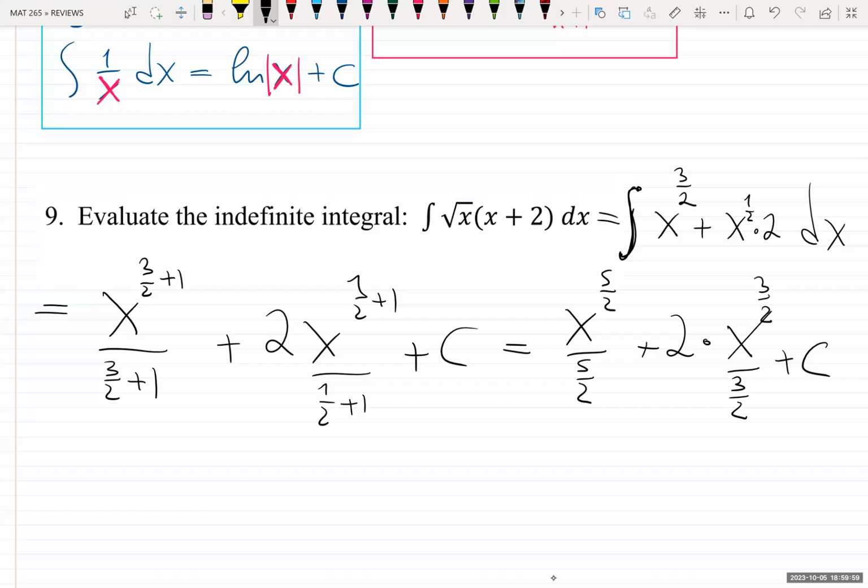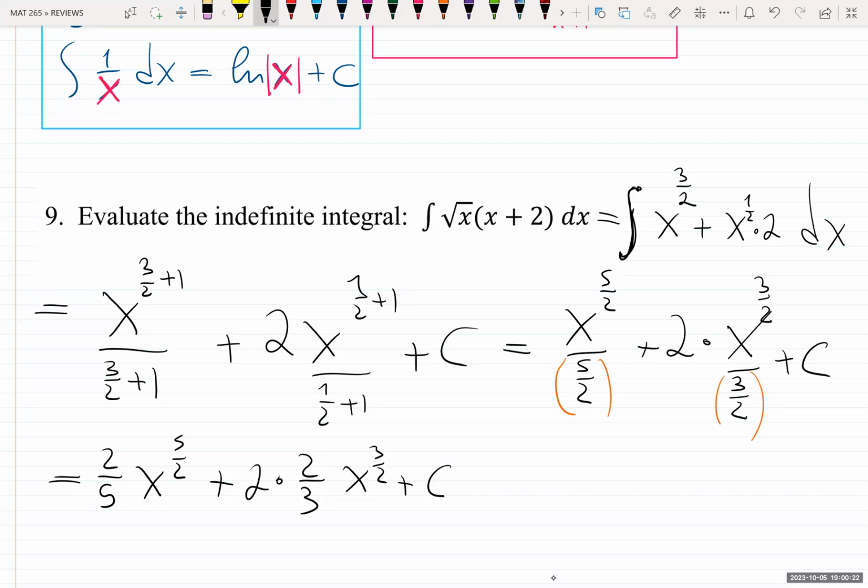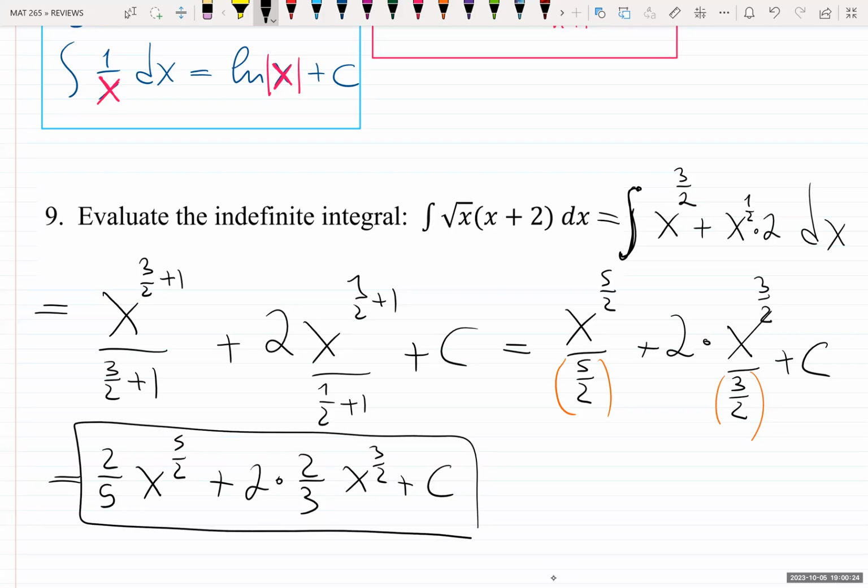plus c. Well, it is ugly. So normally people remember that you need to multiply by the reciprocal when you divide by a fraction. Reciprocal means flip. 2 over 5 times x to the 5 over 2. That's how it should look. It's a very classical look. 2/5, 5/2, plus 2 times 2/3 x to the 3/2 plus c. Yes, you can multiply 2 by 2 before, or you can just type it in as is, or you can multiply while you're typing it in. But that is the answer.